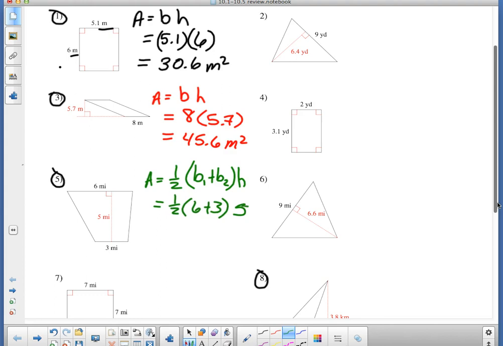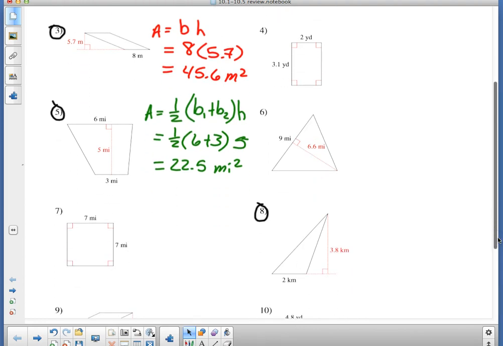Now, keep in mind, this is shape identification. If you can't identify the shapes in order to use the correct formula, we're in big trouble. And as I multiply this out, I get 22.5 miles squared. Okay, now I've got a rectangle, I've got a parallelogram, and I've got a trapezoid. Those are the things I've got exampled there.